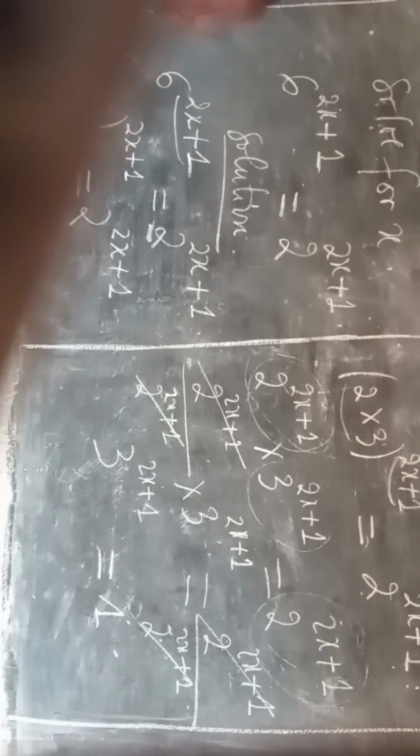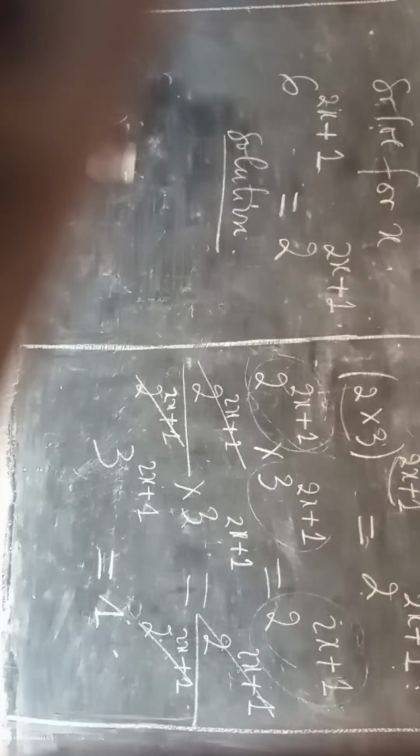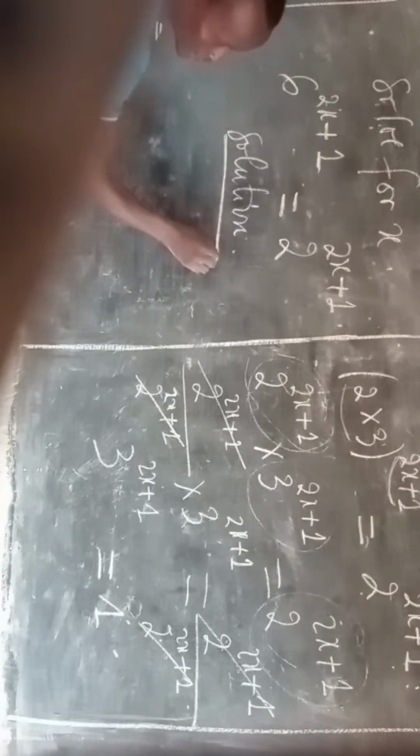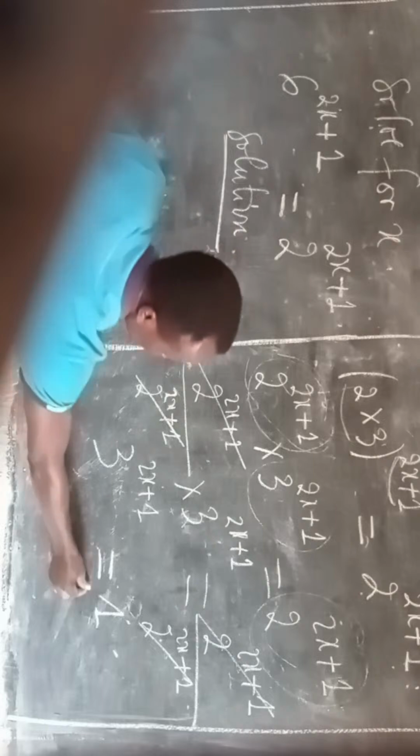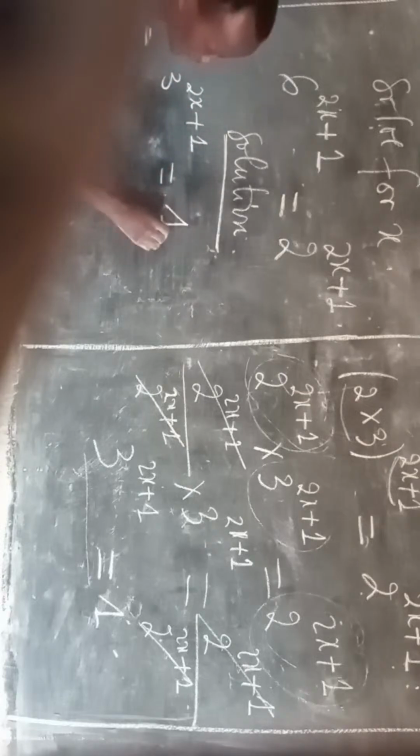So now let us continue from solving our exponential equation. Let us clean this part. Now let us write our final one. It is 3 power 2x plus 1, which is equal to 1.